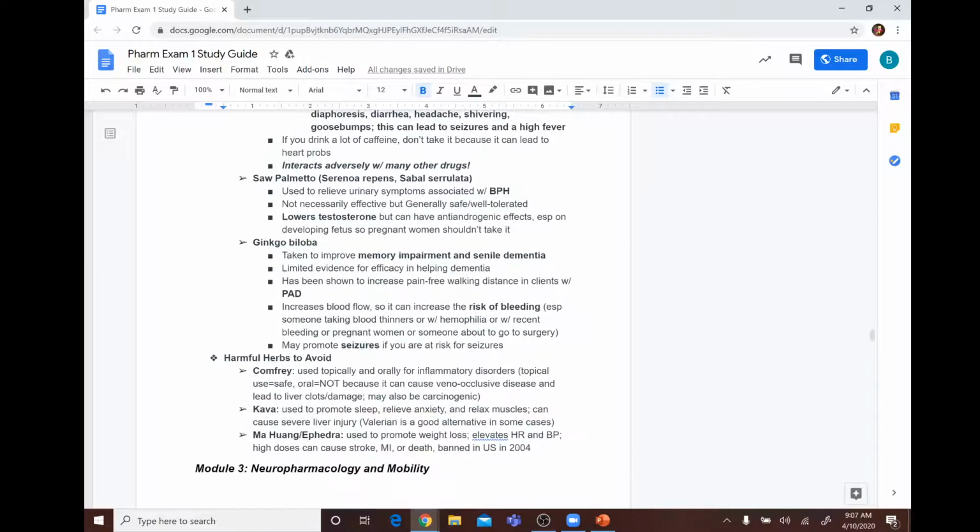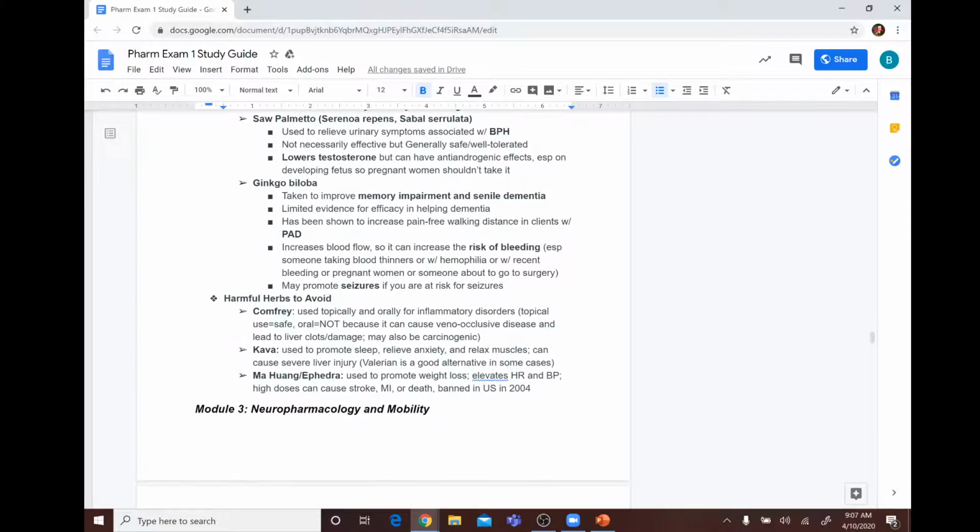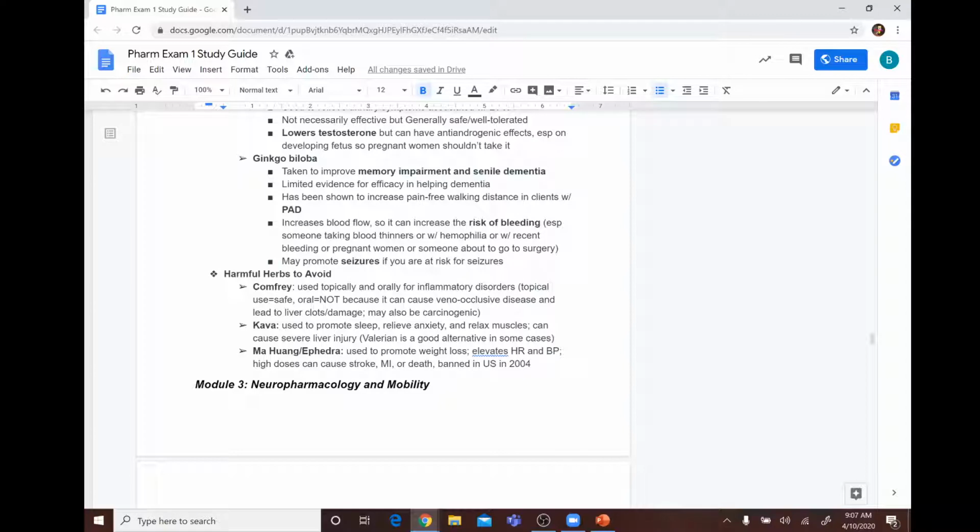Tell me the 3 harmful herbs to avoid. Comfrey, kava, and ephedra. Tell me about comfrey. Used topically and orally for inflammatory disorders. However, topical use is safe, oral use is not because it can cause liver damage and can potentially cause cancer.